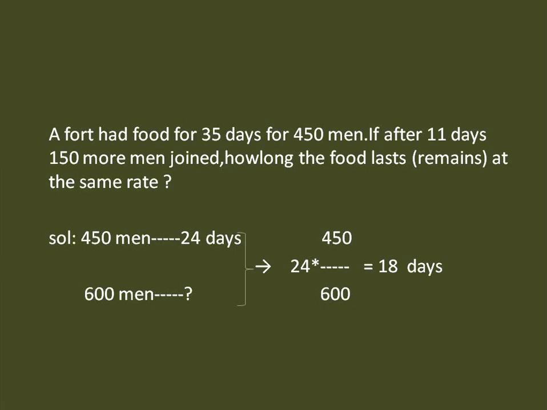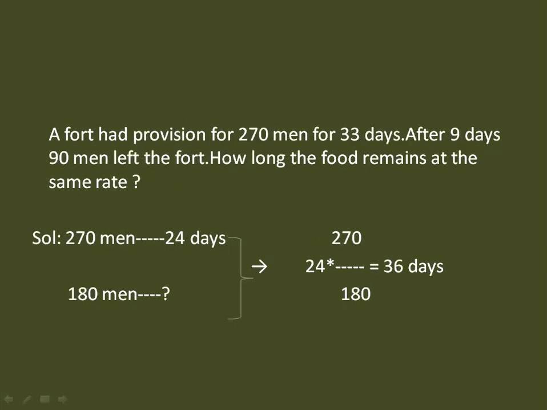Right? So for more understanding or better clarification, we will see another problem. A fort had provision for 270 men for 33 days. After 9 days, 90 men left the fort. How long will the food remain at the same rate? In the previous problem, 150 more men joined, but in this problem, 90 men left the fort. Okay, now let us solve the problem.